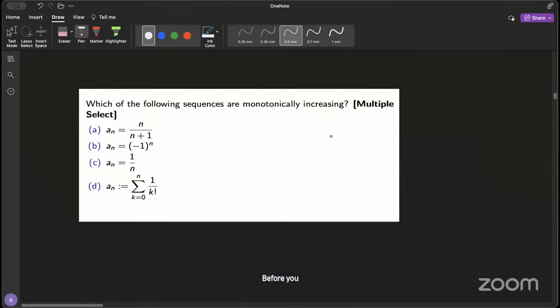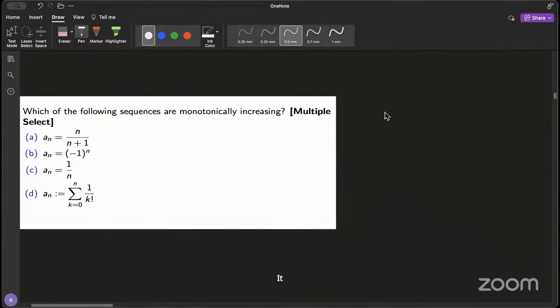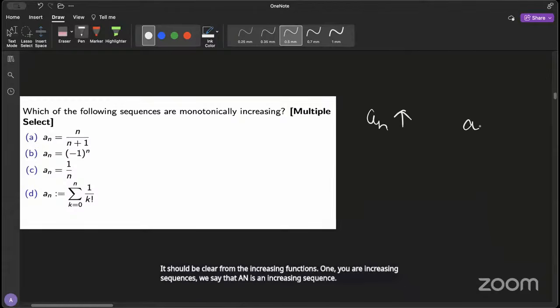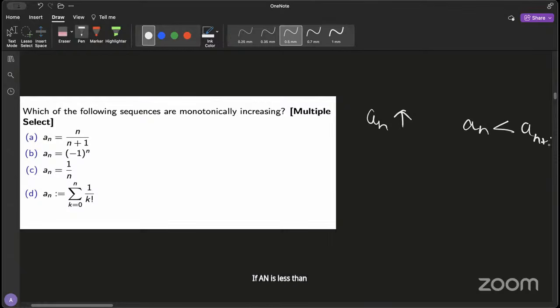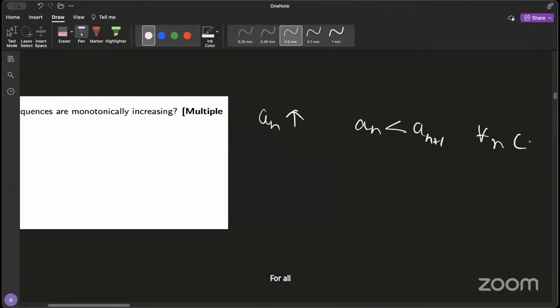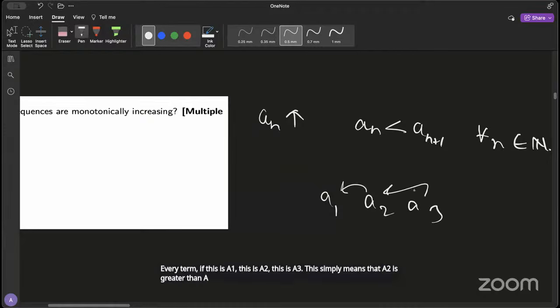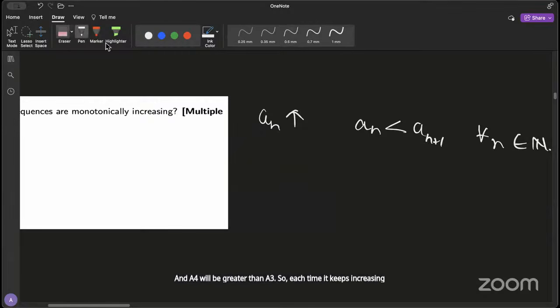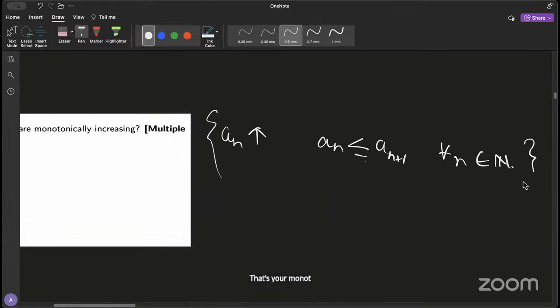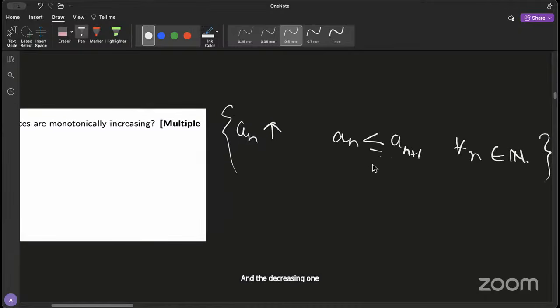Before you solve this, although it should be clear from the increasing functions one, your increasing sequences, we say that a_n is an increasing sequence if a_n is less than a_(n+1) for all n belonging to natural numbers. That means every term, if this is a1, this is a2, this is a3, this simply means that a2 is greater than a1, a3 is greater than a2, and a4 will be greater than a3. So each time it keeps increasing, right? Or you can use equal to too. That's your monotonically increasing sequence. And the decreasing one is where this is greater than or equal to. The sign will change for the decreasing one.